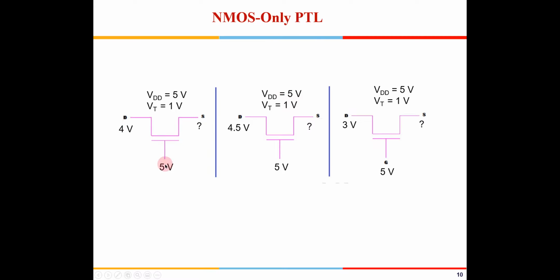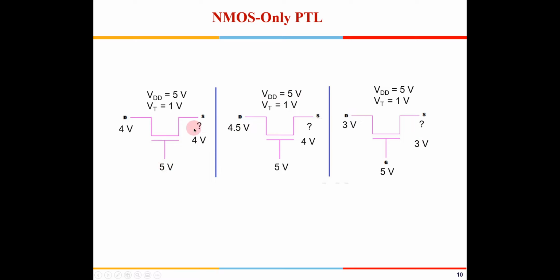I have 4 volt here. I have 5 volt here. They are all NMOS. VDD is 5 volt. VT is 1 volt. What is the expected voltage here? Can anybody tell me what will be the expected voltage out here? Yes, it will be 4 volt. What about the second case? Yes, the second case also it will be 4 volt. And what about the third case? Yes, 3 volt, exactly. So it will be 4 volt here, 4 volt here, and 3 volt here.